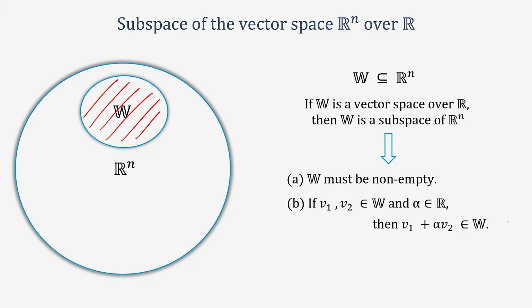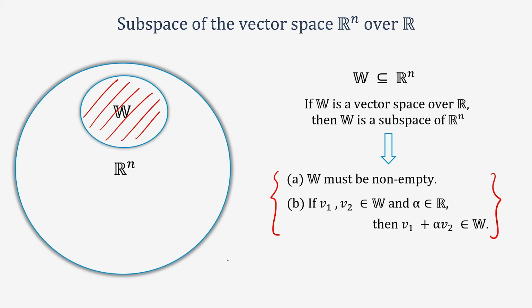First, you have to show that W must be non-empty. Secondly, you have to show that if you take two elements V1 and V2 from W, then V1 plus alpha V2 must also be in W. Basically, it should be closed under scalar multiplication and closed under vector addition. If you show these properties, the other 10 properties will also get satisfied, and this can be proven. You just have to show these two properties and you are good to go.